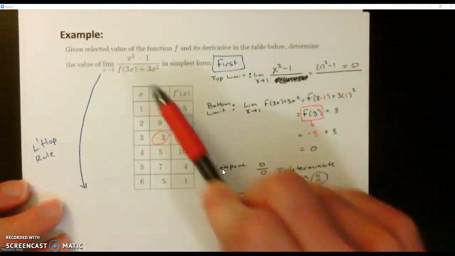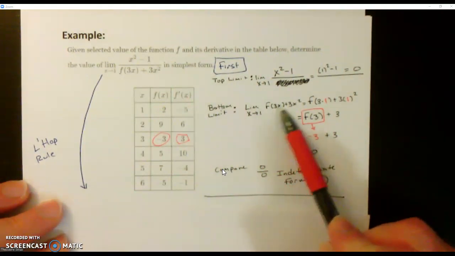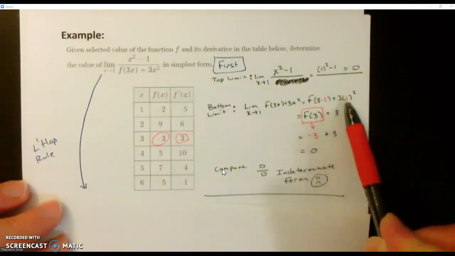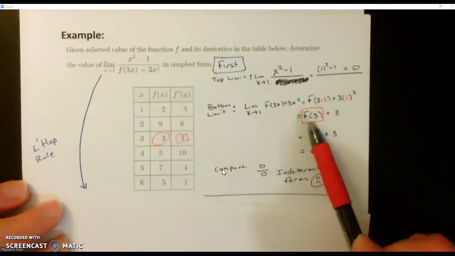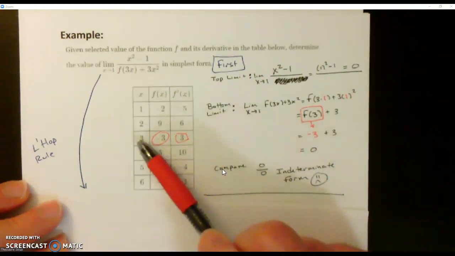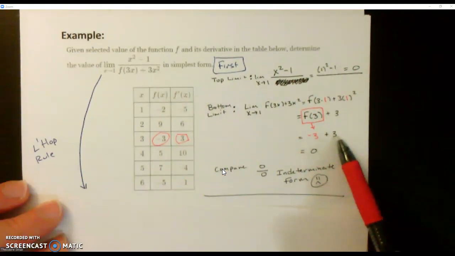I'm going to plug 1 into the bottom, notice function notation. If I plug 1 in here for x, I get 3 times 1, which is 3. So f of 3 plus 3 times 1 squared is 3. Now comes the use of the table. f of 3 is equal to negative 3. You can see that in the table. And then negative 3 plus 3 is 0.